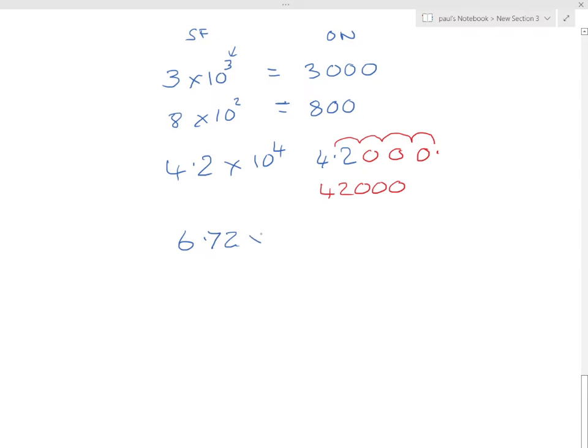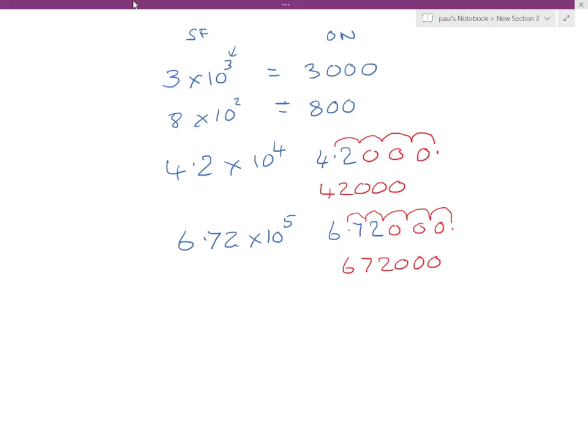6.72 times 10 to the 5. So I'm going to write my 6.72 there, and then I'm going to move my decimal places 5 to the right. 1, 2, 3, 4, 5 there, and fill that in with zeros. Therefore my answer is 672,000. What about going the other way?